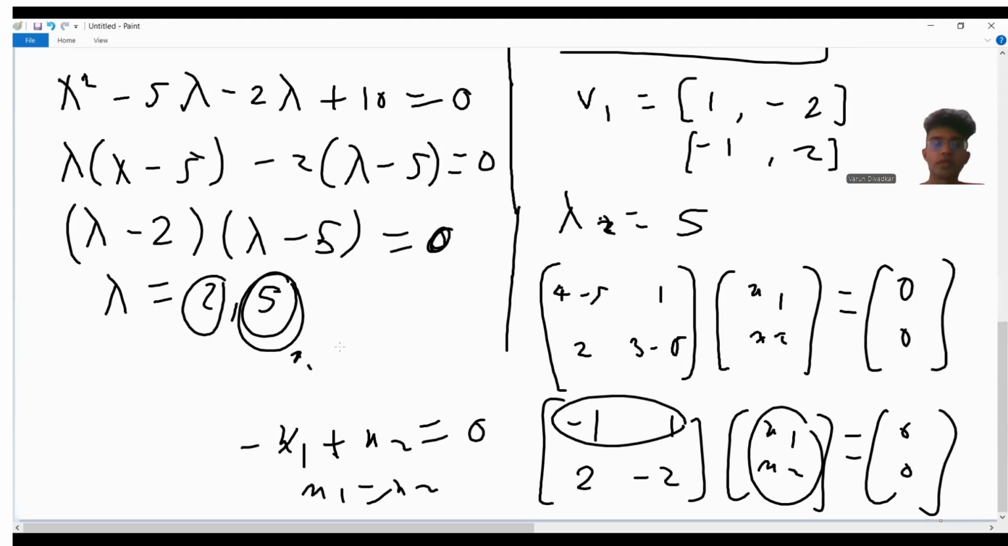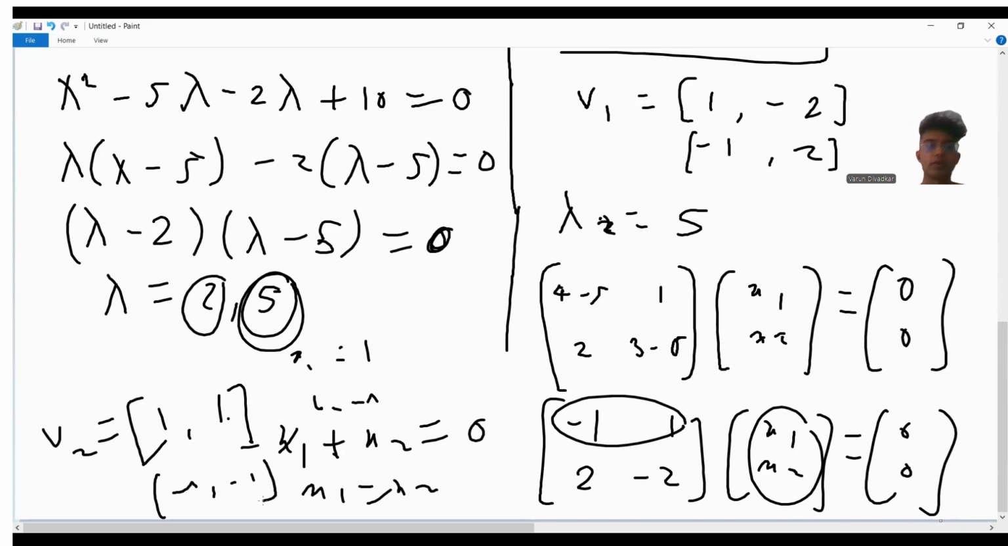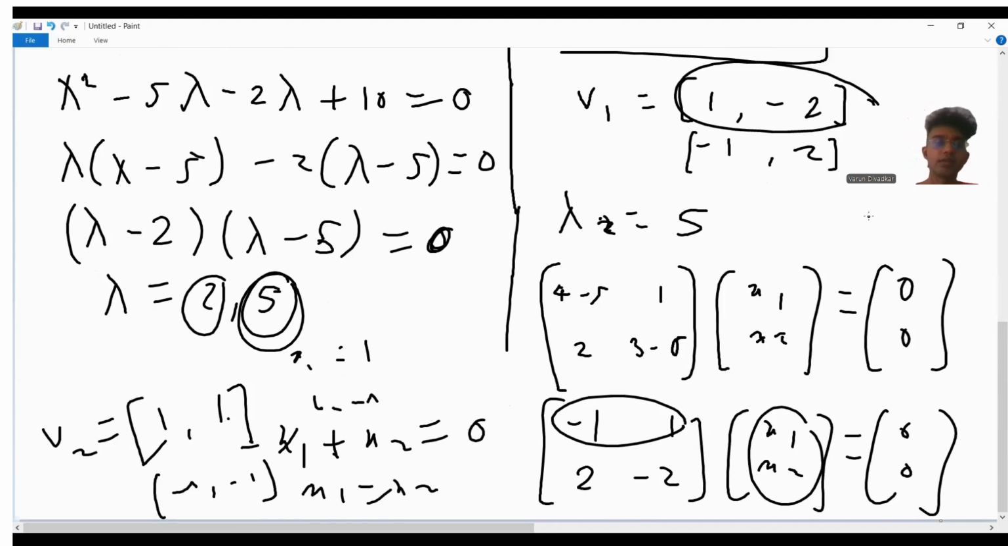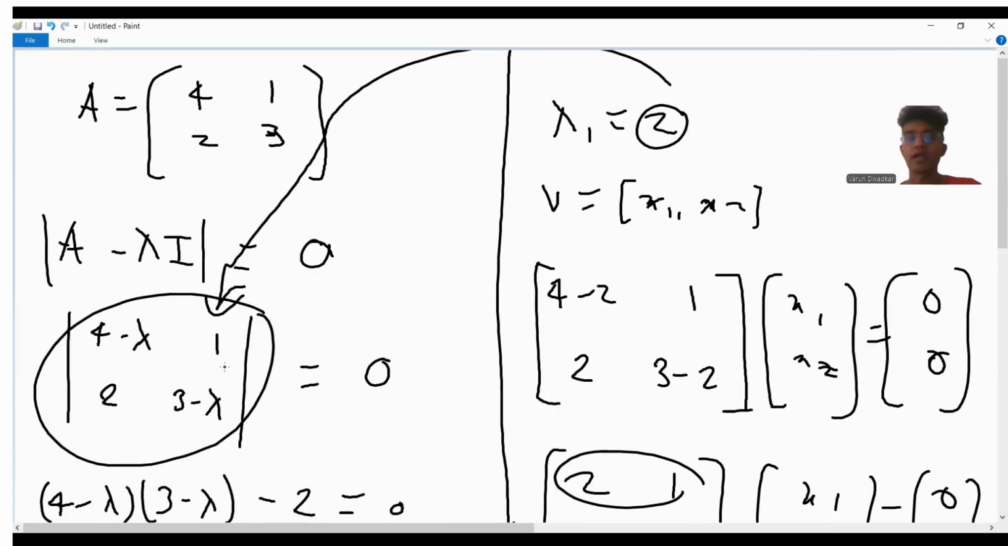So here, if x1 equals 1, then x2 also equals 1, right? The second eigenvector, v2, is basically 1, 1. It can also be minus 1, minus 1, whatever you think it to be, right? So in this way, we found the two eigenvectors, right? The first one is 1, minus 2. The second one is 1, 1. All right, so that's the method by which you find the eigenvalues and eigenvectors for any matrix transformation.